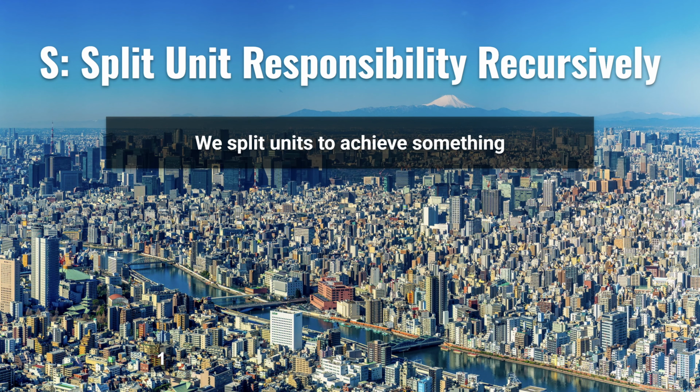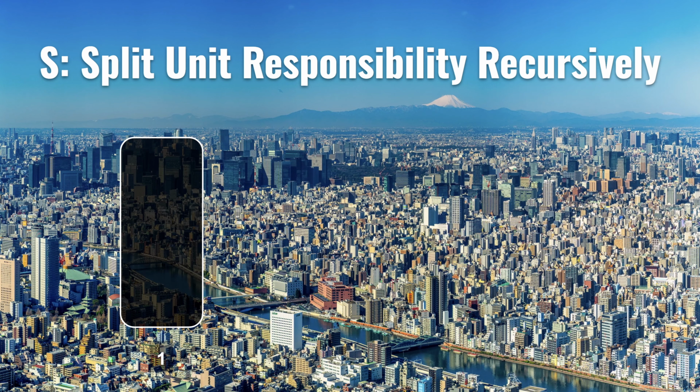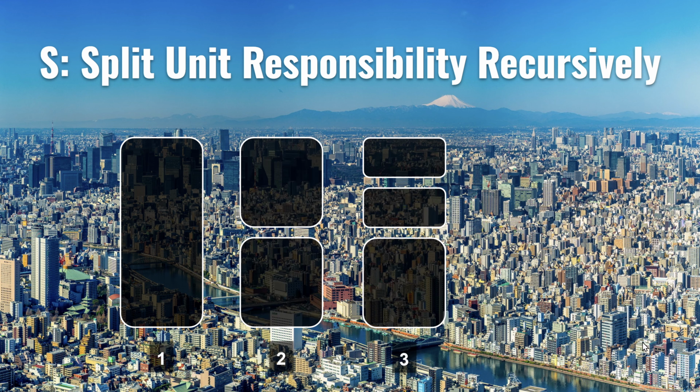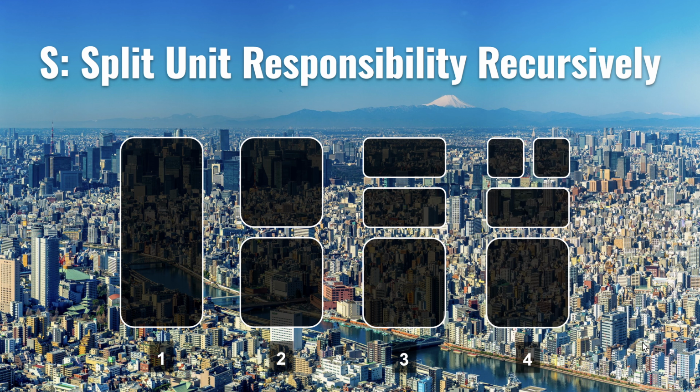When we split a unit, we split it because we want to achieve some benefit from that split. When we split a unit's responsibility recursively, we typically split big responsibilities into smaller and smaller responsibilities until at some point we no longer gain any benefits from splitting the unit any further. The splitting typically stops when a unit's responsibility is small enough to implement and/or test in isolation, or there are no more parts of the responsibility that you want to reuse or replace in that unit.